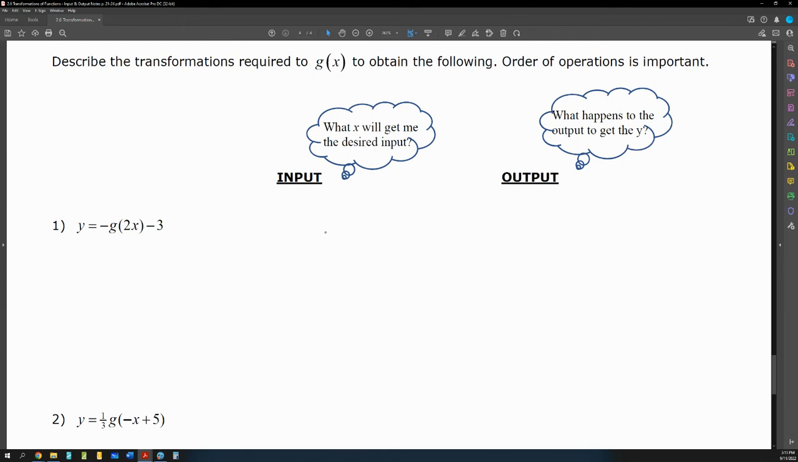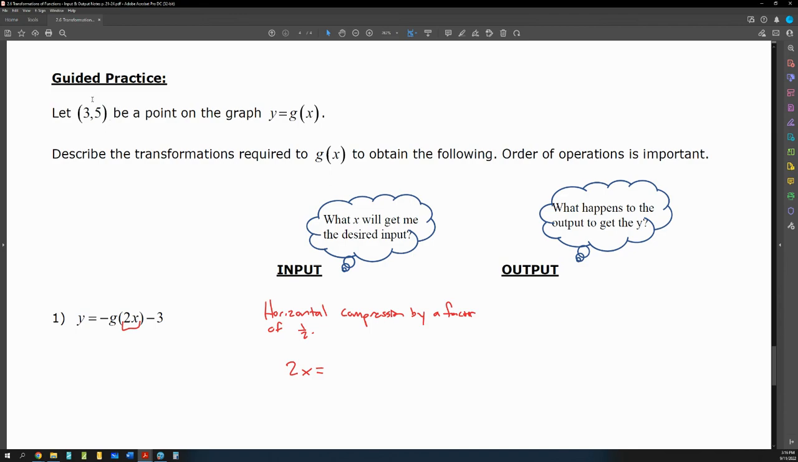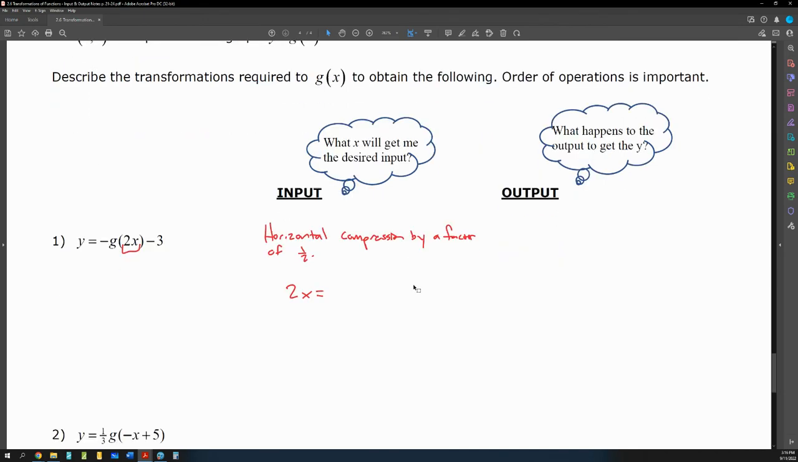So for the input, the first transformation is that we are going to have a horizontal compression by a factor of 1/2. The actual x input would be if we were to take that input 2x and we want to set it equal to that number that we were given. So here we have the input is 3. So we're saying what number doubled would give us that input? The answer is 3/2.